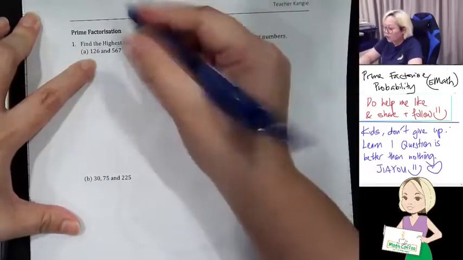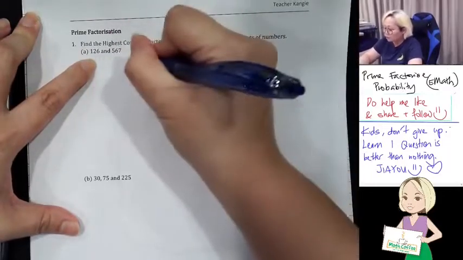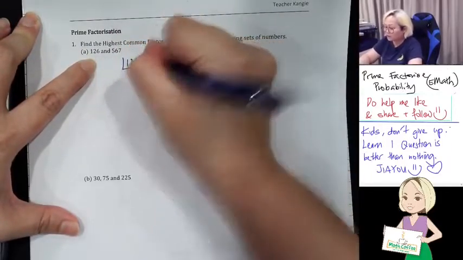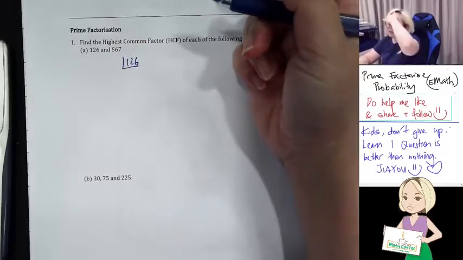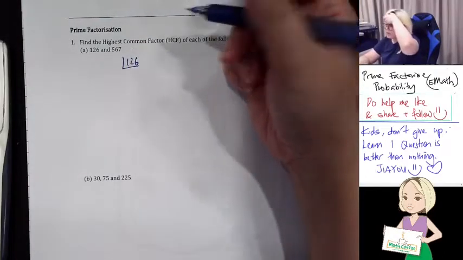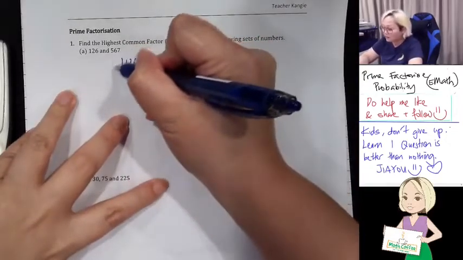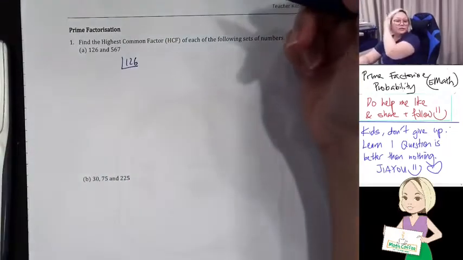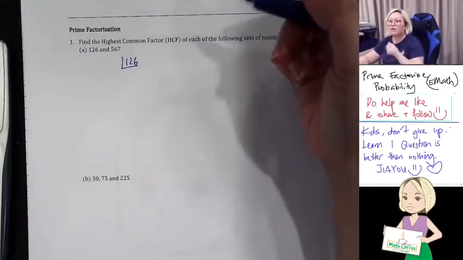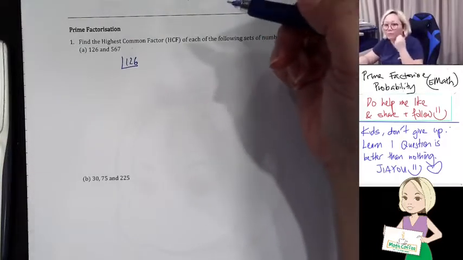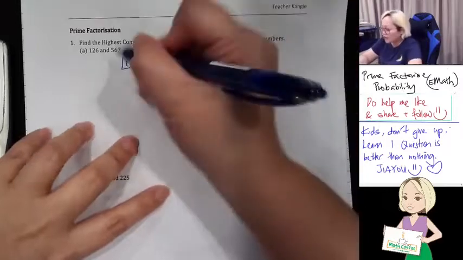So let's do our 126 ladder prime factorization. Make sure the numbers that you divide on the left hand side are prime numbers. Like for example, you see this one. Sometimes you can see that, hey, I can divide by 6. Oh, happily divide by 6. No, you're not allowed to divide by 6. You still have to divide by 2, then divide by 3. Because you can only divide by prime numbers. Okay? So I divide by 2 first.